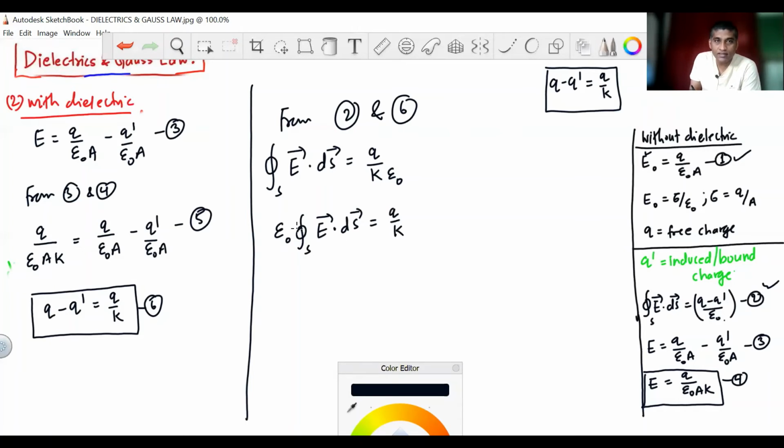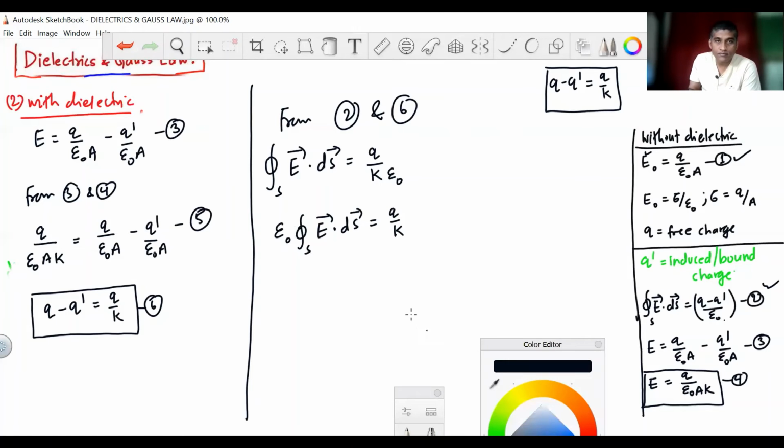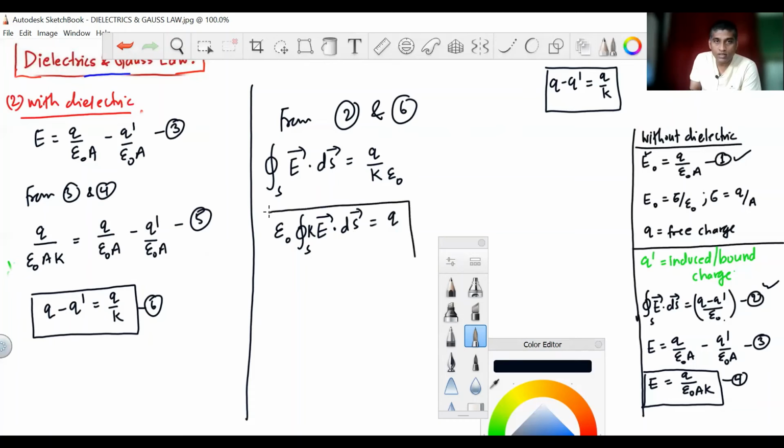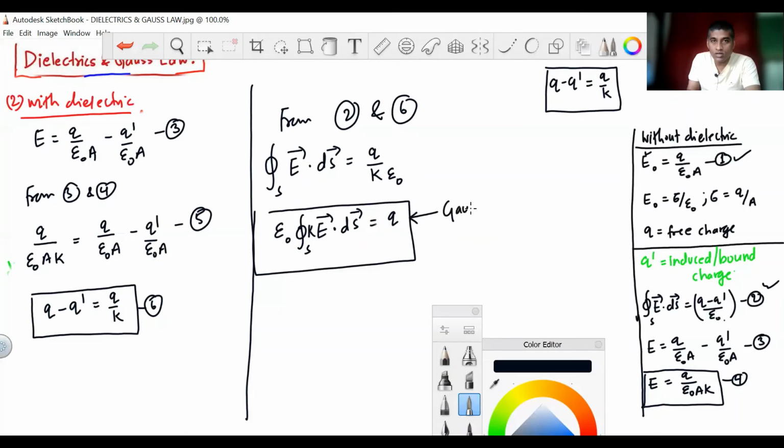And we can take this K on the left hand side and write it in this way, Q and K over here. We have this, and this equation is called Gauss law in dielectric. This is free charge. So in the presence of dielectric, we have this equation.